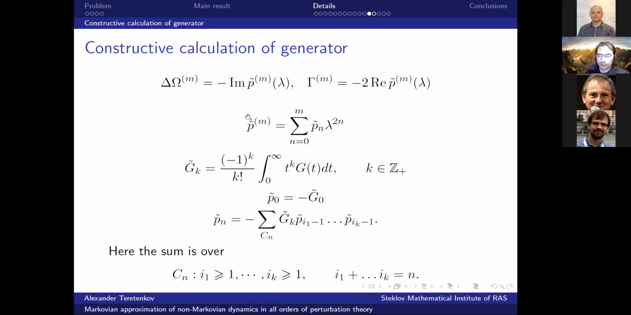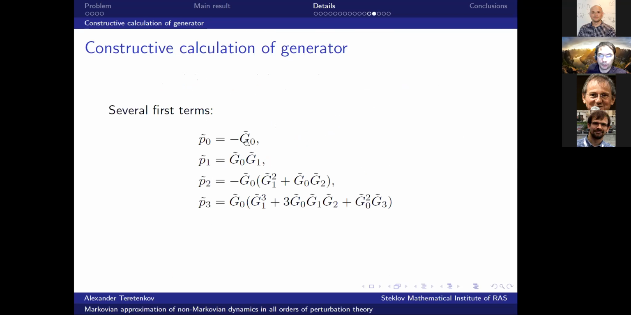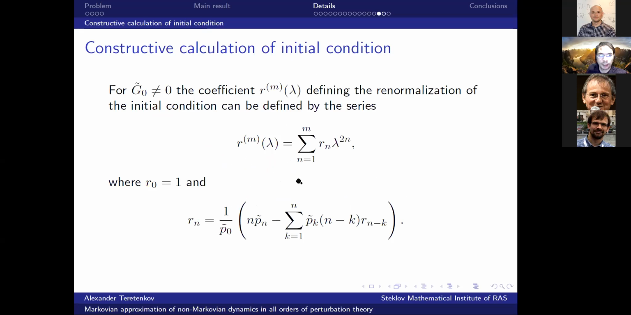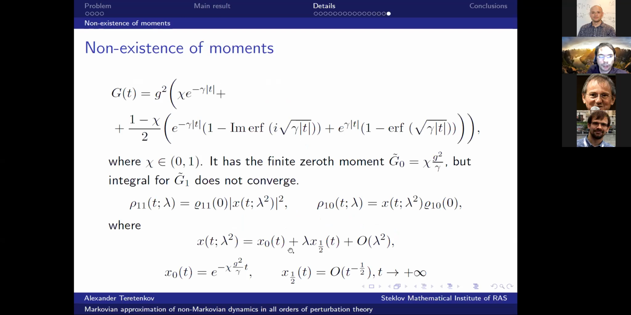P tilde m. So it is possible, for example, in zero order perturbation theory, that the usual GKSL form equation leads to just the imaginary and real parts of G tilde 0, which is exactly just the zero order moment of the correlation function, and so on. And in a similar way, it is possible to recursively define all these renormalization factors for the initial conditions, and for the correlation functions they are the same. These are the first coefficients.